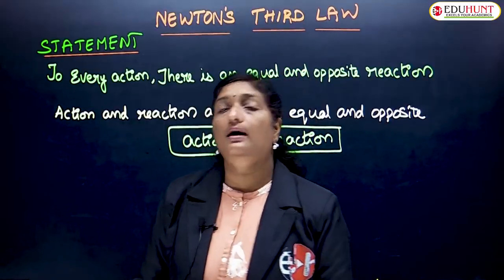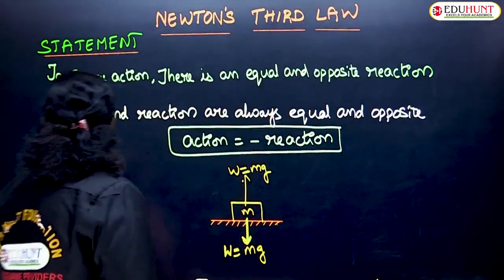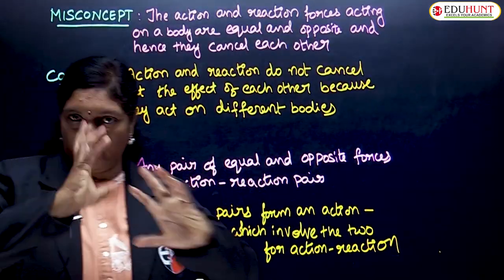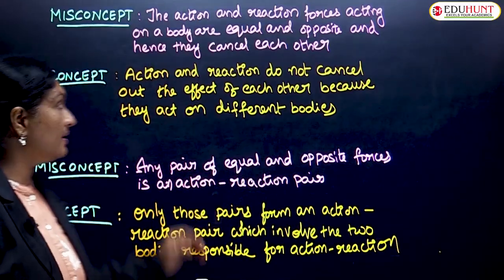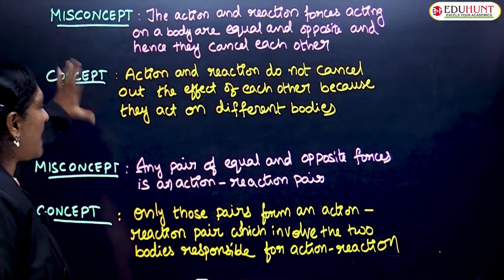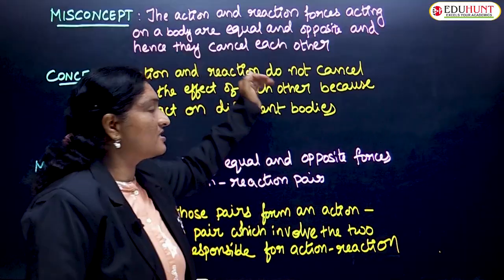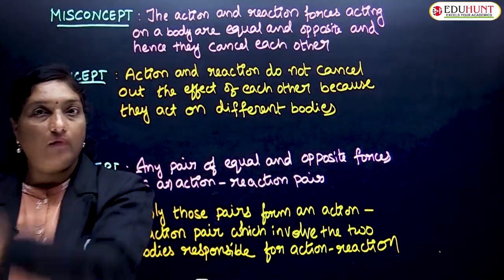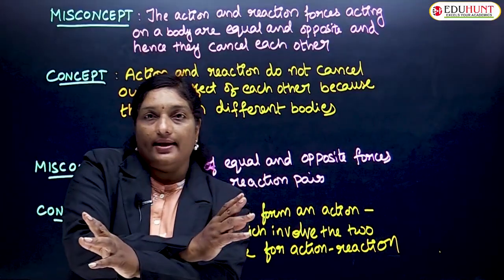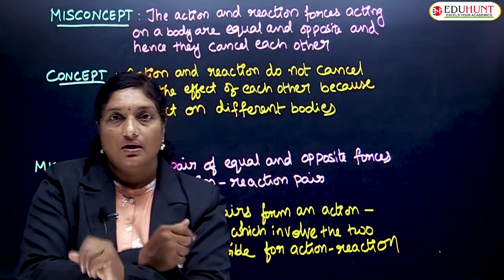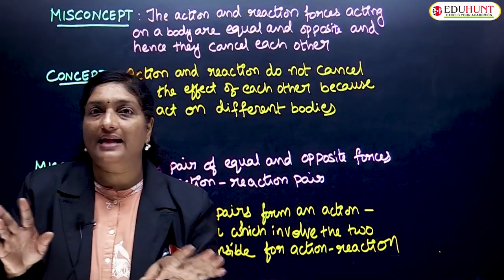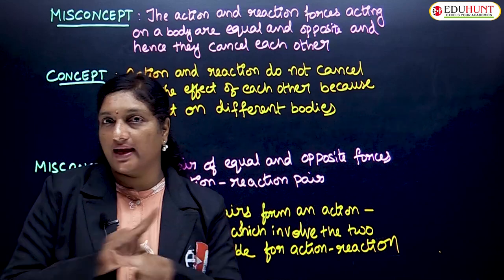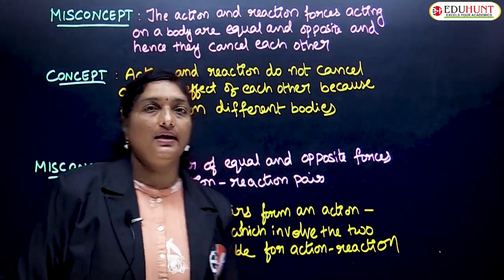So based on that, let us try one more concept I would like to explain to you, children. What exactly we are confused with regarding Newton's third law is the actual concept: action and reaction never cancel each other, because action is acting on one body, reaction is acting on another body. So how can they cancel each other? Though equal and opposite, they never cancel each other, because they both act on two different bodies, not on the same body. Hence we can never cancel action and reaction.